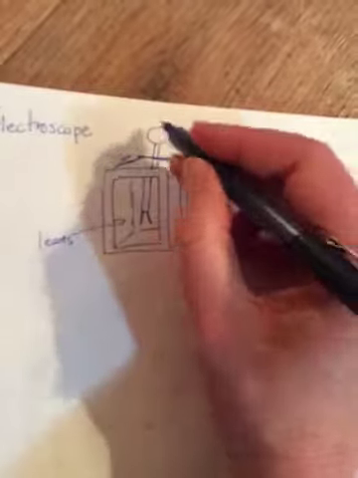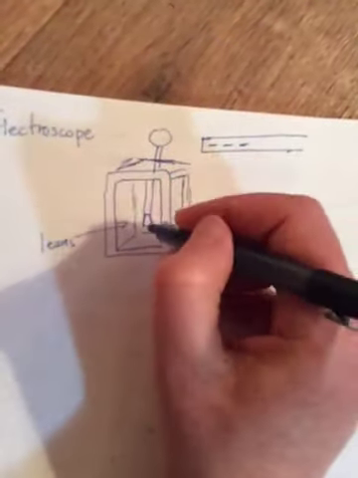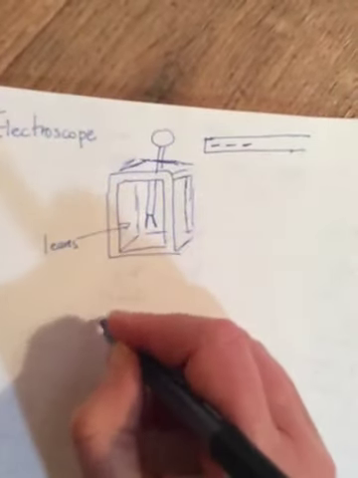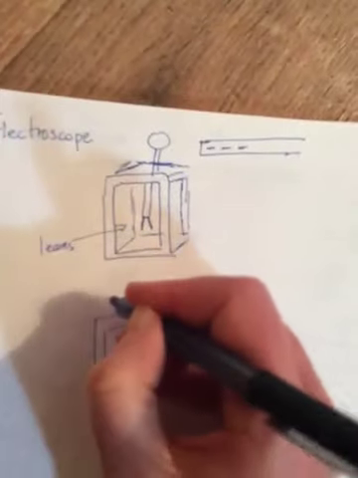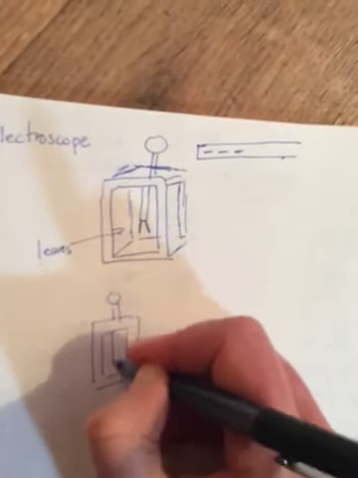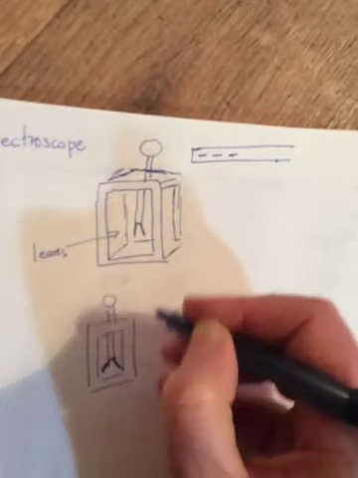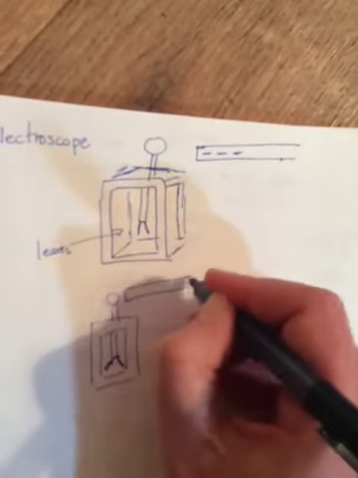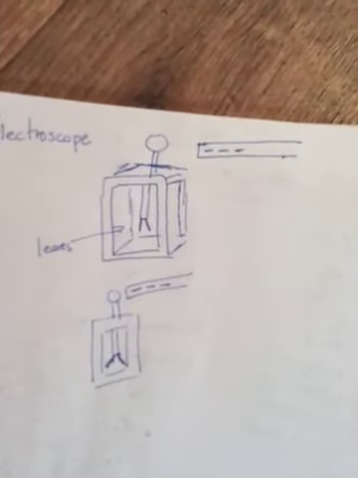And so when I bring it close to the metal ball of the electroscope, the leaves separate. Okay? This time it's not going to be three-dimensional. So here's the rod coming down. And so when I bring the negative rod close to the electroscope, but I don't touch, and the rod is negative, the leaves spread apart.